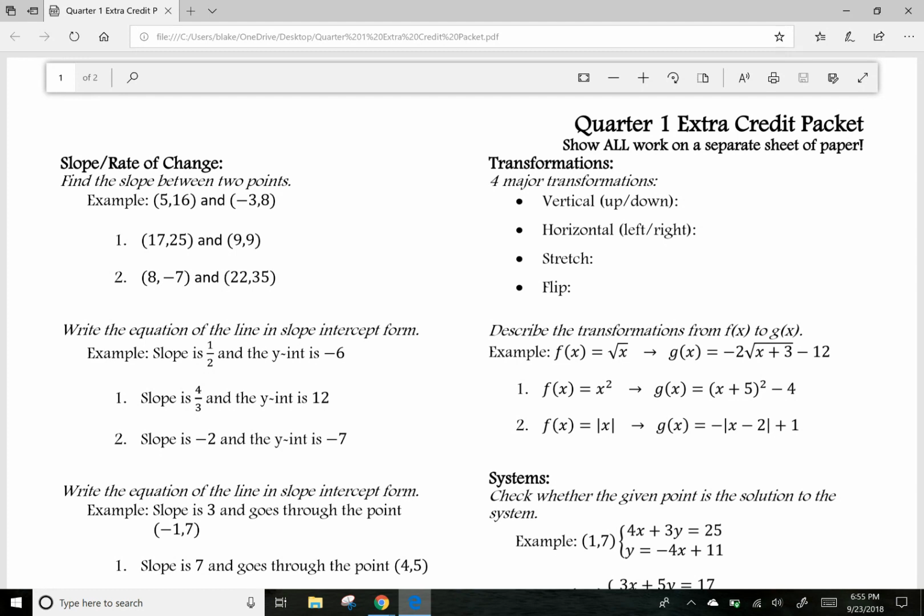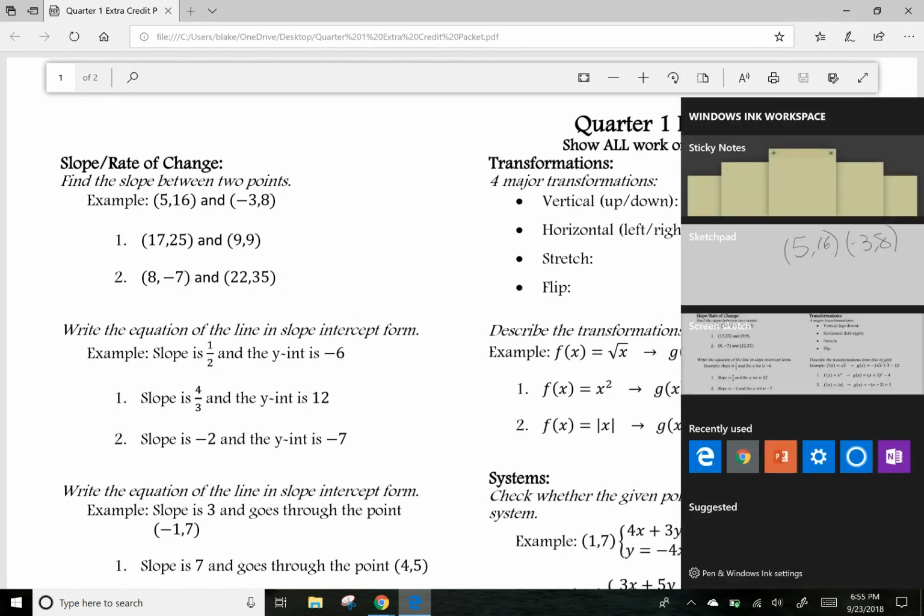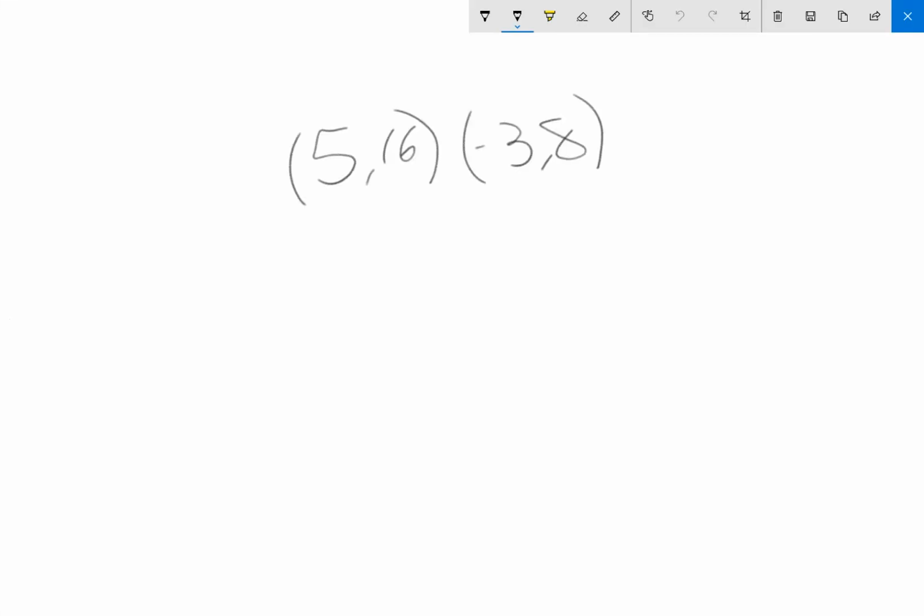Okay. So let's go ahead and get started with the slope and rate of change. So our first problem, we're going to just find the slope between 2 points. So I'm going to open up my sketchpad here, and I'm going to do the example problem. So there's the slope formula that we're going to use. The slope formula is m equals y2 minus y1 over x2 minus x1.